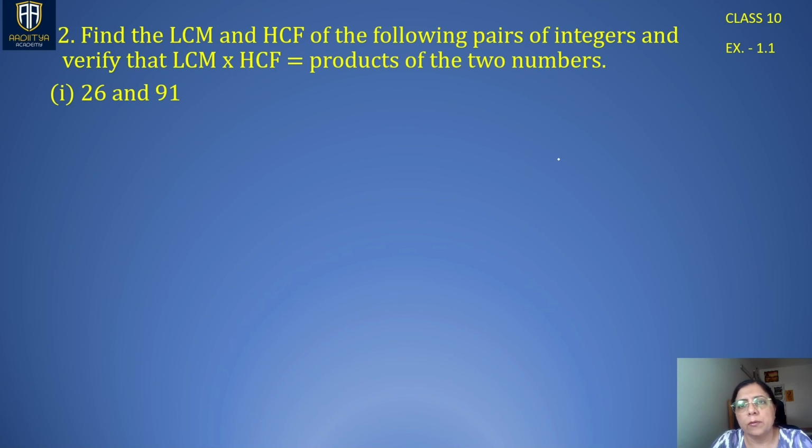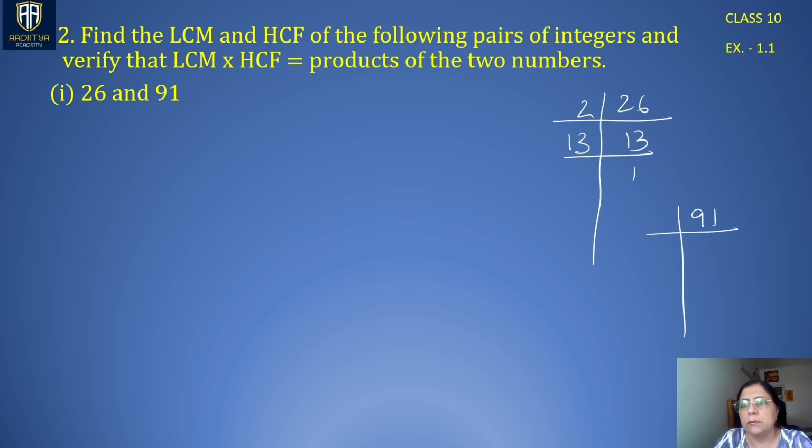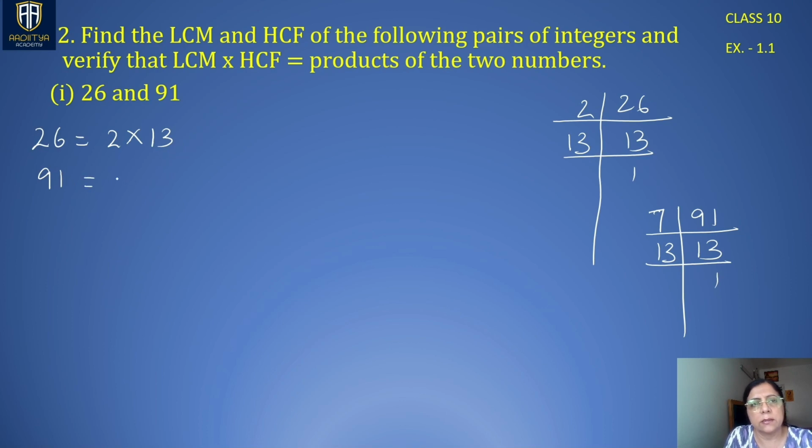So what we have to do is, again, do the prime factorization of these numbers, like 26. 26 is 2 times 13. Next we have 91. 91 is 7 times 13. See, 26 can be written as 2 times 13 and 91 can be written as 7 times 13.